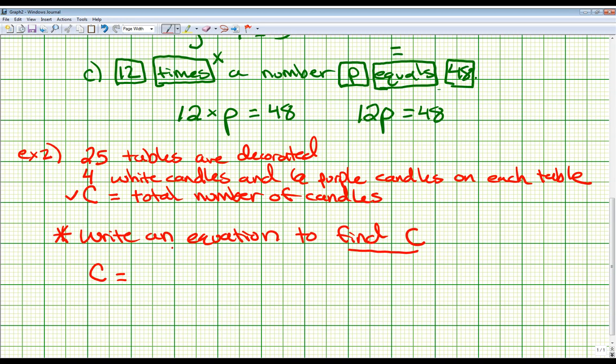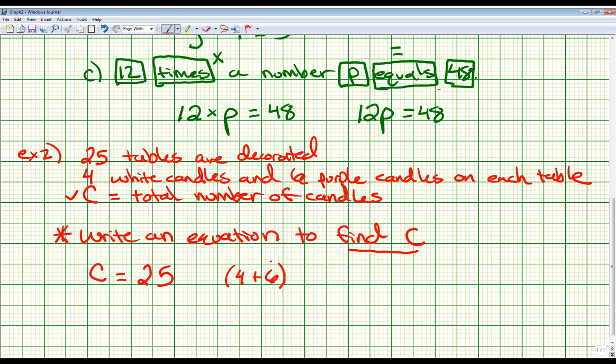So if there's 25 tables, we're going to put a 25 down. And then if I have 4 candles and 6 candles on each table, if we add 4 plus 6, that's going to give us how many total candles on a table. So in parentheses over here, I'm going to put 4 plus 6.